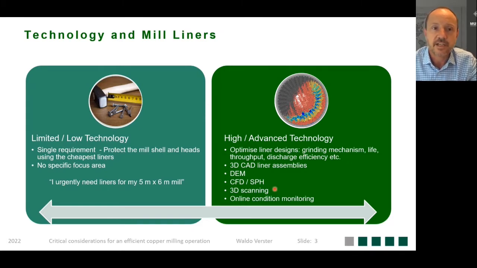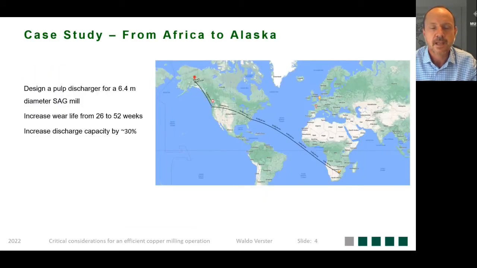That is to have a very accurate wear profile to determine the end of life accurately. As well, it can also be used to optimize your liner design based on the actual wear profile. Lastly, online condition monitoring that we will not focus on today. So let's start off with a case study, Africa to Alaska.